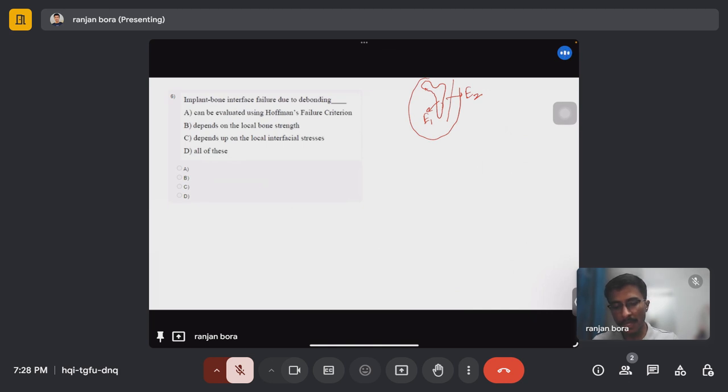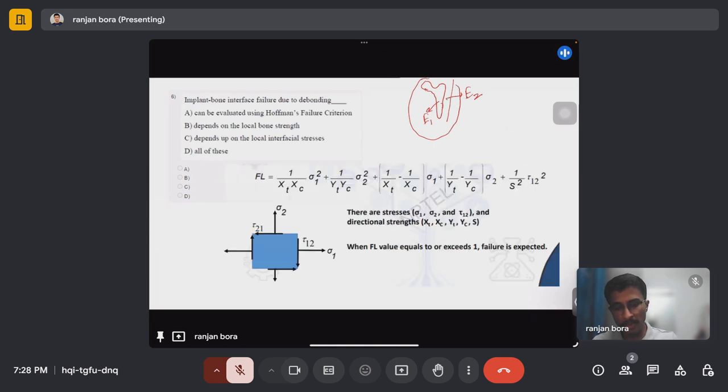and we can use the Hoffman's failure criterion. Here it is showing the equations for Hoffman's failure criterion, and this failure criterion is used for composites. So option A is correct.